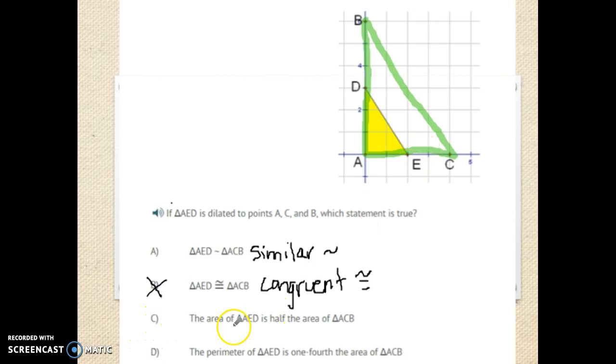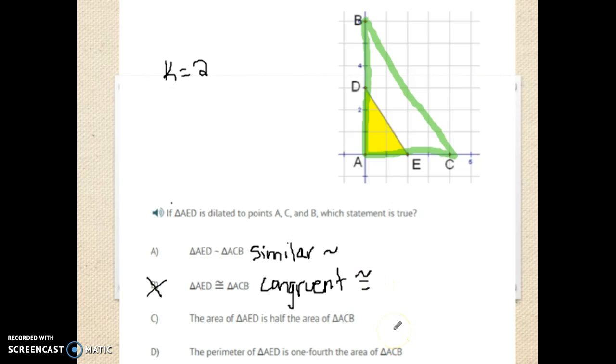All right, C, the area of triangle AED is half the area of triangle ACB. Now, we haven't talked about this in detail yet, and so for some of you, when you read that, that might throw you off, because if you look here, the scale factor is 2. We are making the green triangle 2 times bigger. And so you might think, okay, well, the area has to be 2 times bigger as well. That is actually not true. Like I said, we're going to go over this in more detail later on this year.